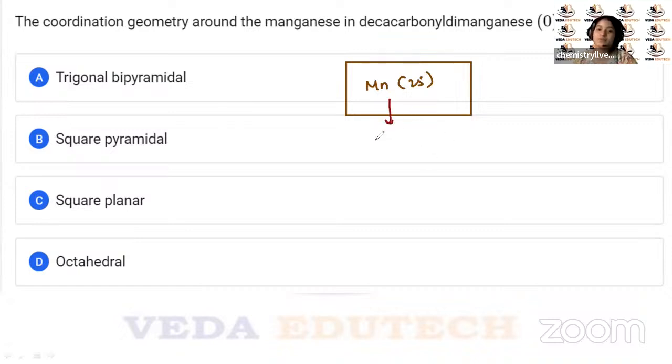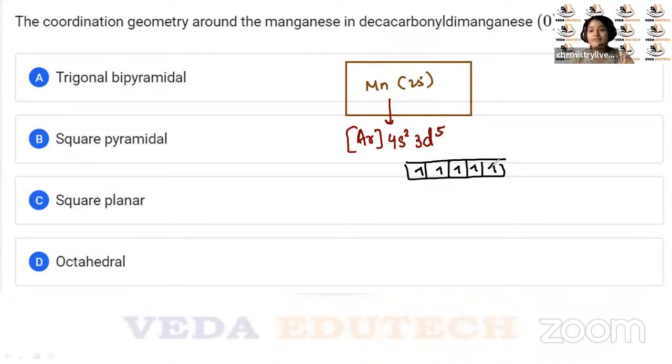So this is going to be what, children? Argon 18, 4s2, 3d5. What, children? 3d5. Yes. So can I say that there are 5 unpaired electrons here? There are 5 unpaired electrons here, right? There are 5 unpaired electrons here.